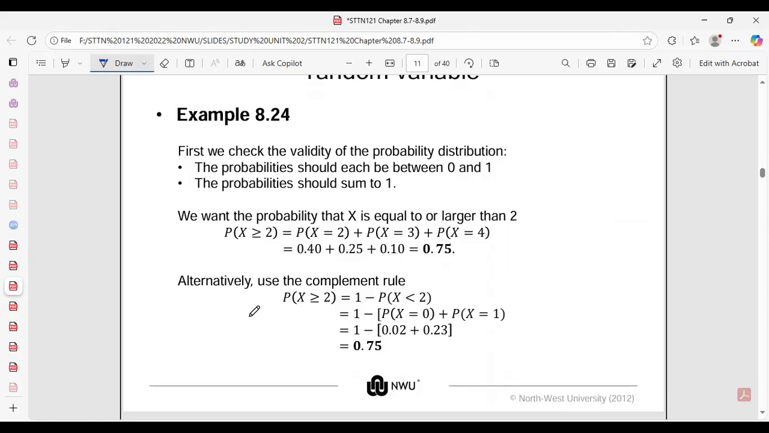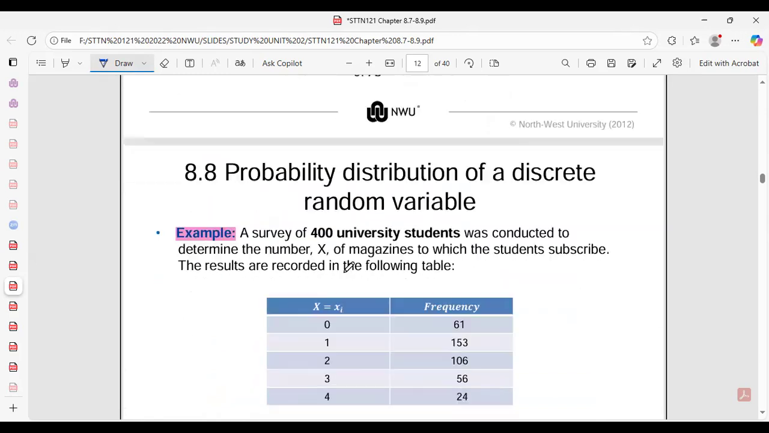Okay, what's the other one? This is the one: at least 2. You start with 2, 3, 4, and so on. It's very important. At least 2. This symbol is for at least. Greater or equal to is at least. Even this one. Okay, let's go and check.